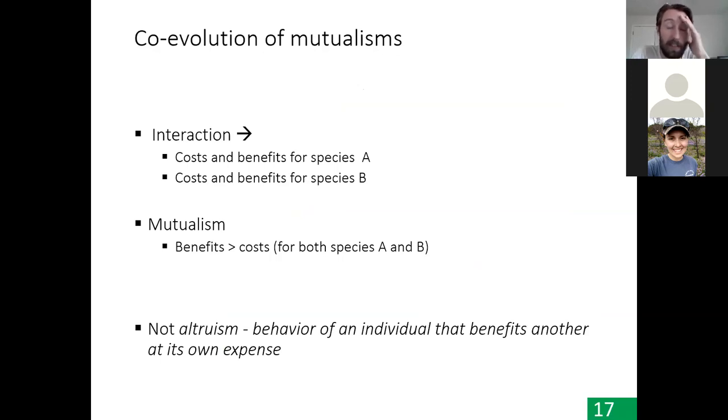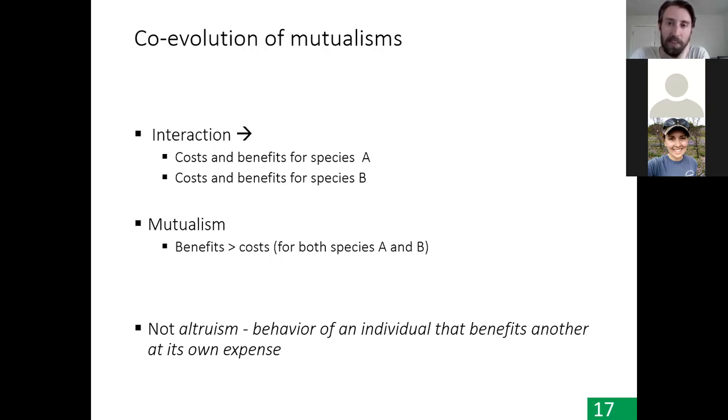Okay, and as I mentioned, the evolution of mutualism is a balance of costs and benefits. So you've got costs and benefits for both species in an interspecific mutualism here. And you get mutualism if the benefits outweigh the costs for both species.